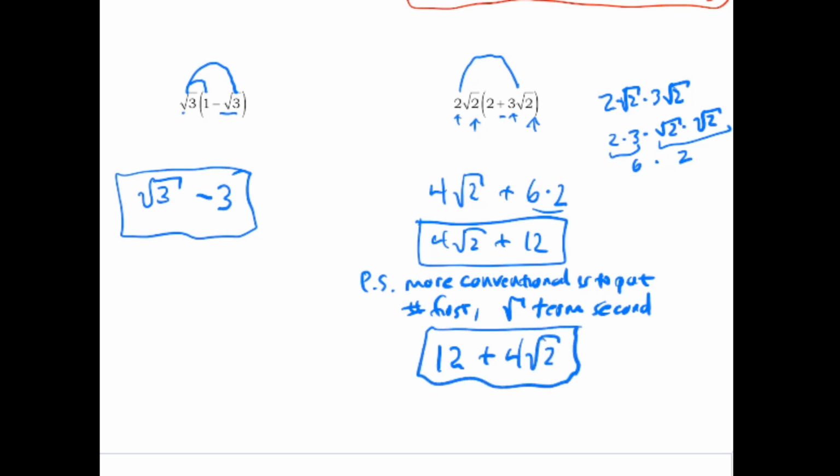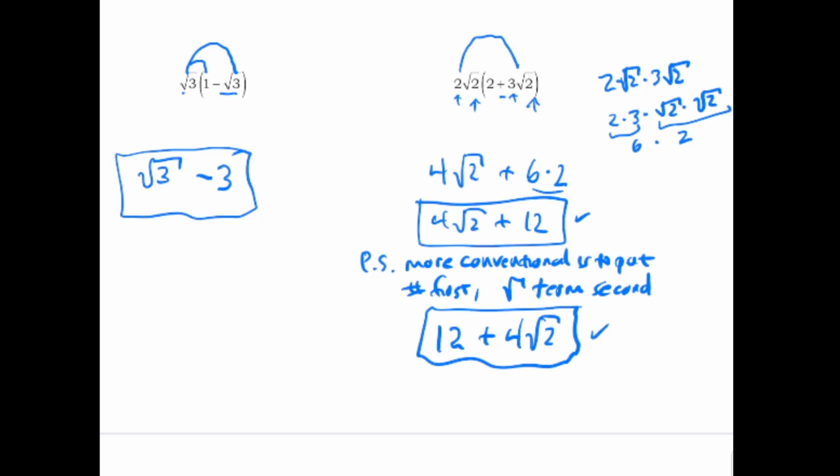In this class, I'm going to accept either one because they are the same, of course. But just so you know, a lot of times you're going to see it rearranged like this. Might not be a bad habit to get into.